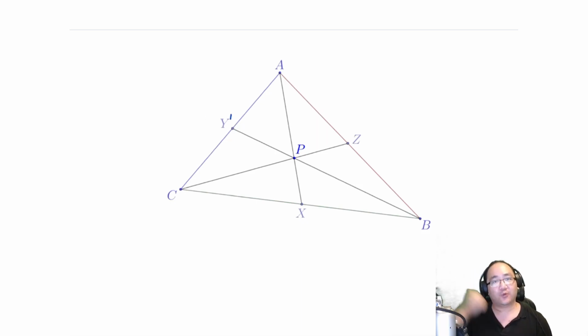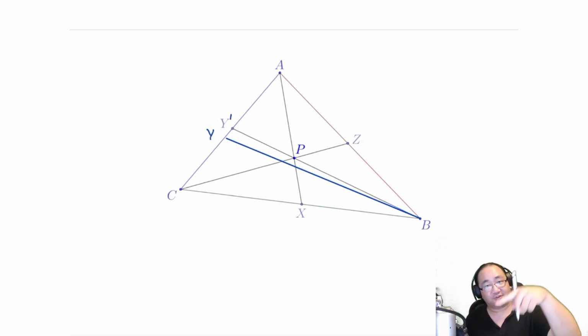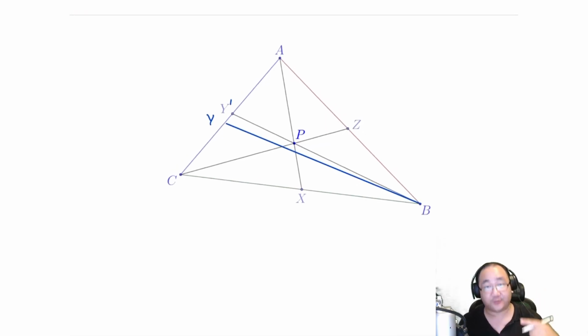Now we're going to suspend our disbelief. You're going to suspend your disbelief at the moment, and then we're going to assume that there is a fourth line, from B to y, where y dash is the existing one and y is the new point. But we're also going to assume that it also satisfies Ceva's theorem.